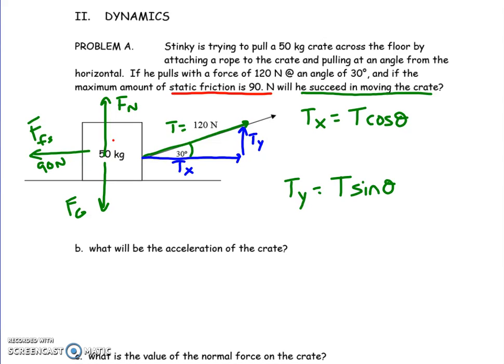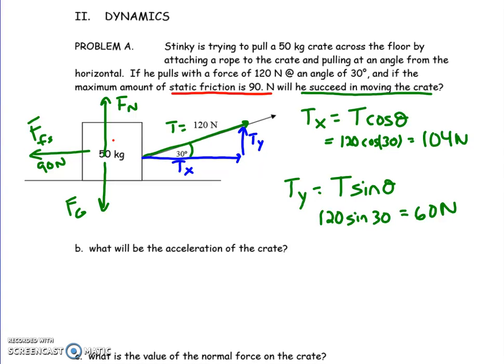Now we can put in numbers. So this is 120 times the cosine of 30. Make sure you're in degree mode. And if we do that correctly, we get about 104 newtons. And if we do 120 times the sine of 30, that turns out to be 60 newtons. So 104 plus 60 adds up to 120. You say, whoa, no, it doesn't. It adds up to 164.